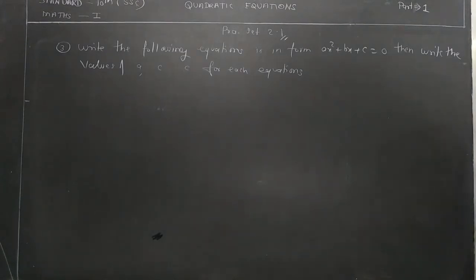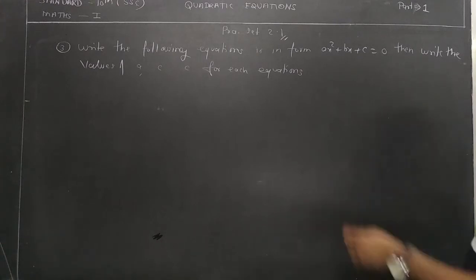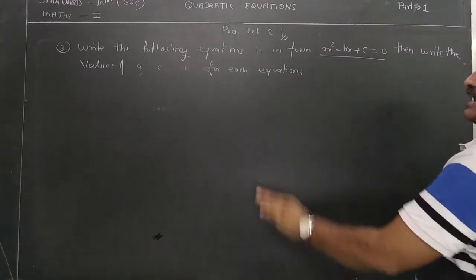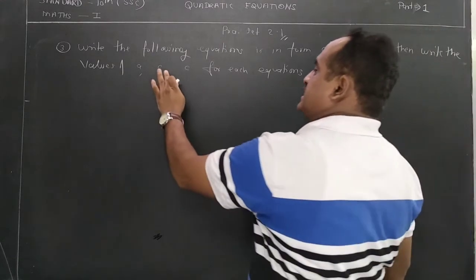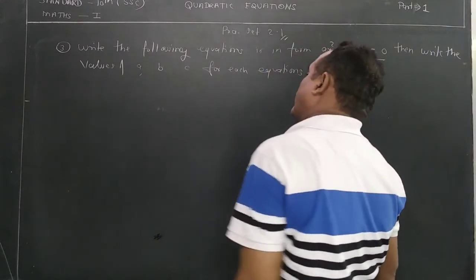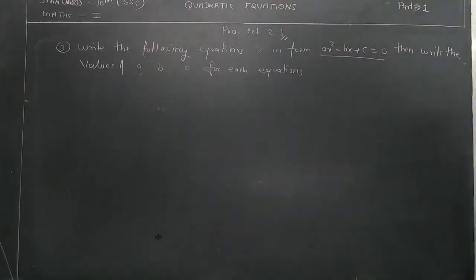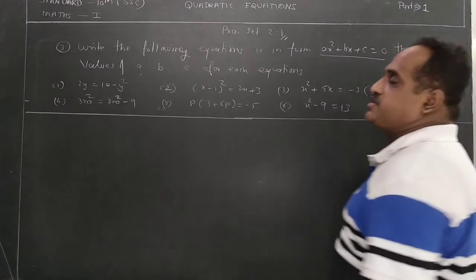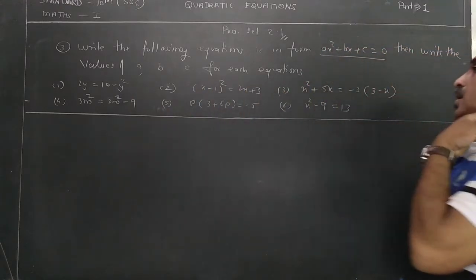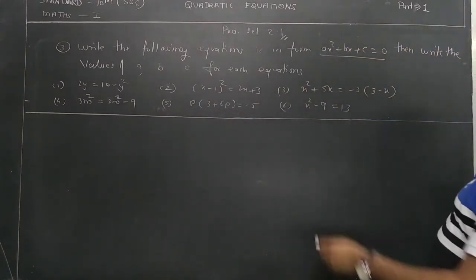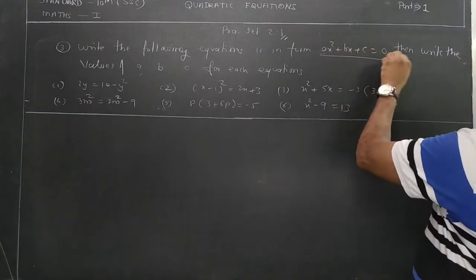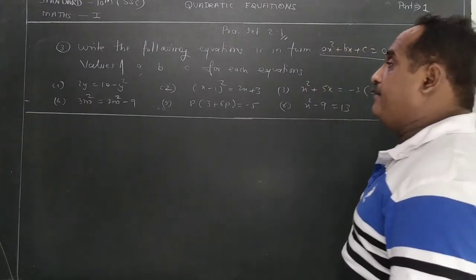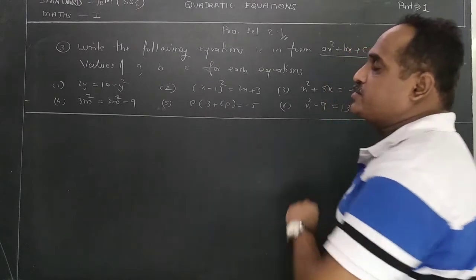Write the following equation in the form of ax square plus bx plus c is equal to 0. This is the general form of a quadratic equation. Then write the values of a, b and c for each of the following equations. This is the question they have given to you. They have given 6 questions. Write the following quadratic equation in the form ax square plus bx plus c is equal to 0. Then write the values of a, b, c for each of the following questions.